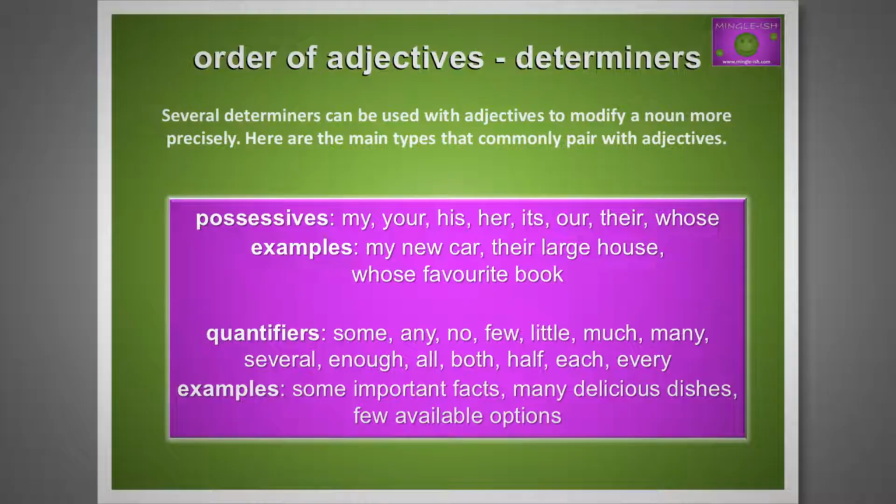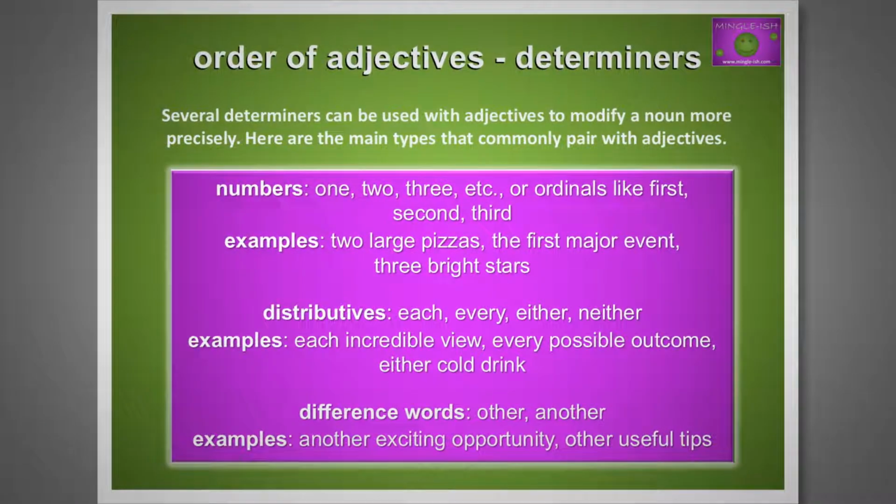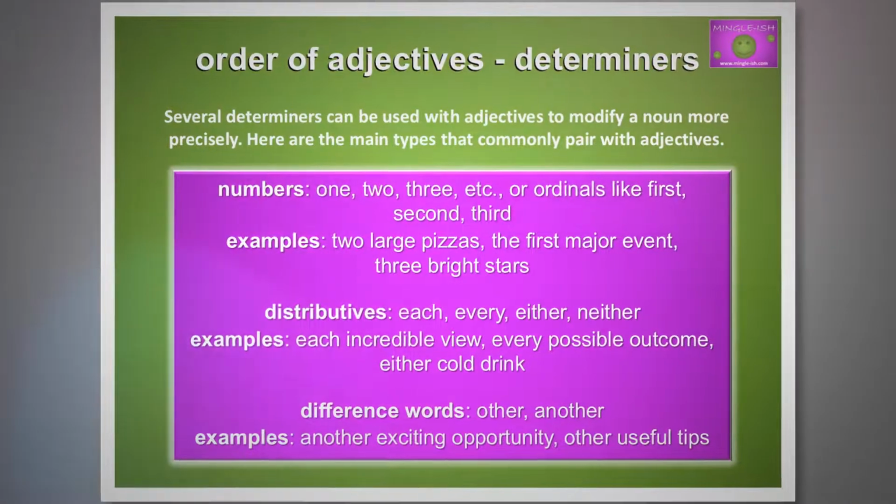Possessives: my, your, his, her, its, our, their, whose. Quantifiers: some, any, no, few, little, much, many, several, enough, all, both, half, each, every. Numbers: 1, 2, 3, or ordinals like first, second, and third. Distributives: each, every, either, neither. And difference words: other or another.